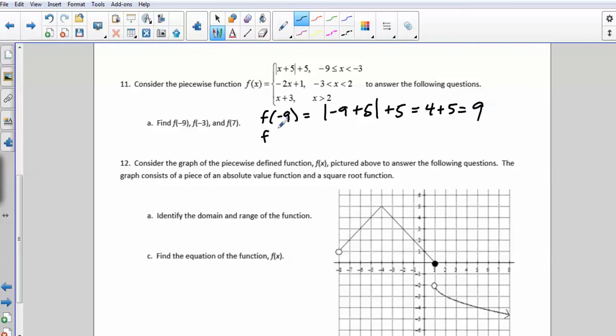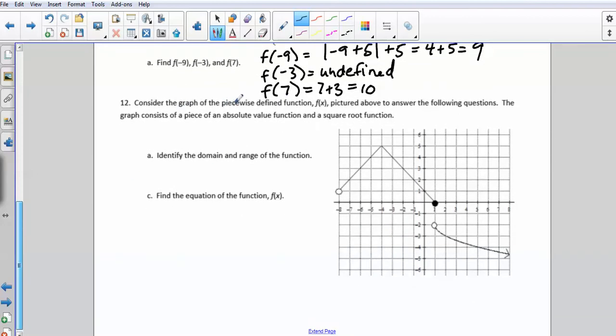F of -3, I need to look and see where does x equal -3. This says x is less than -3 for the first one, so that's not it. And this says x is greater than -3. So x actually never can be -3 in this function. So we would say that this value is undefined. And lastly, f of 7. 7 is greater than 2, so we use the last piece of the function, 7 plus 3, and we get 10.